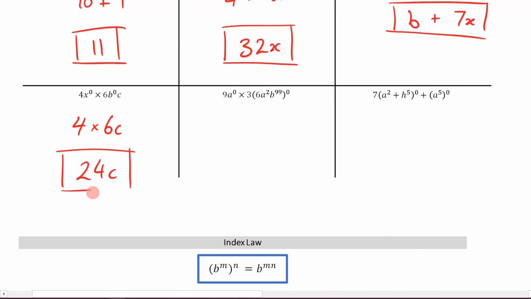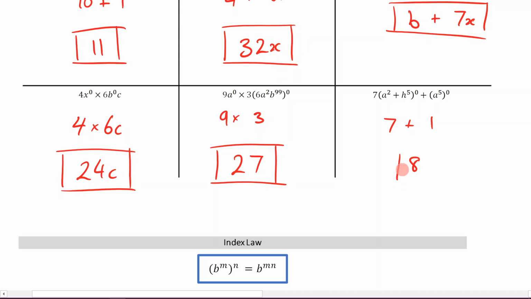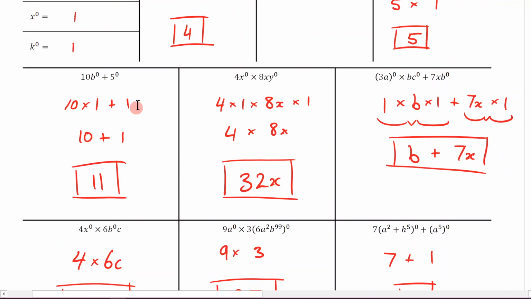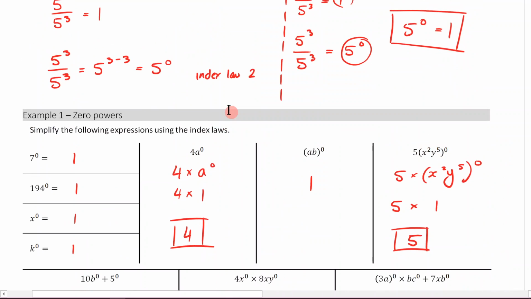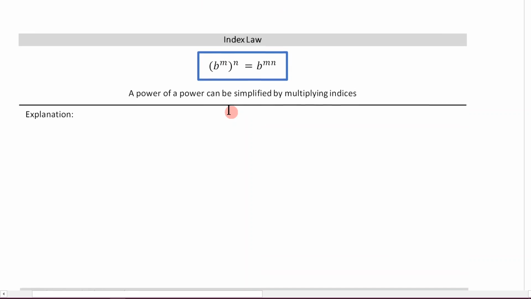That's your answer. Here, this is going to be 9 times, this whole thing is raised to the 0, so it's just going to be 3. So the answer here is going to be 27. This one right here, well, this whole statement is raised to the 0, so it's just going to be 1. 7 times 1 is just 7, plus this whole statement is raised to the 0, so it's going to be 1. 7 plus 1 is 8. So as you can see in your working, there's no real need to put in these times ones everywhere. It just makes it a bit messier. All right, let's keep on going.